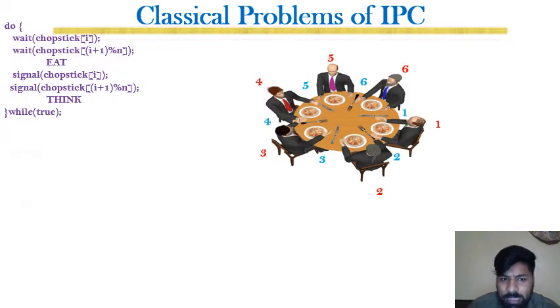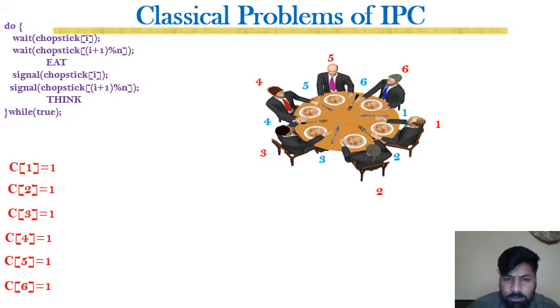Now consider with the animation how this code actually works. For that purpose, consider we have six philosophers and six chopsticks. Here C means the chopstick, right? All chopsticks are initialized to 1. So C1 means that chopstick number 1 is free. The semaphore's value 1 shows that something is free. Similarly 2, 3, 4, 5, 6, all of the chopsticks are free.